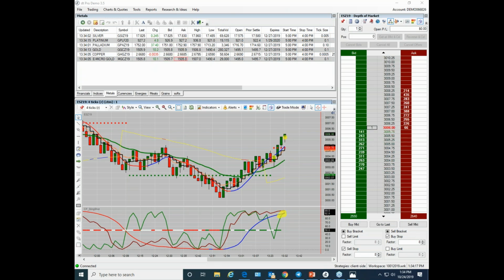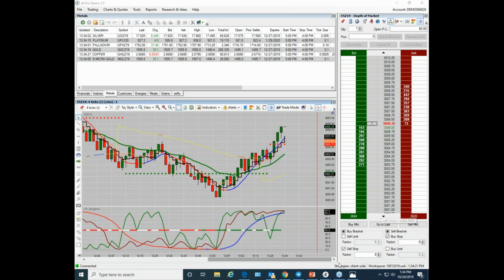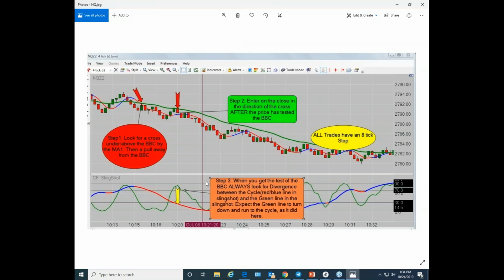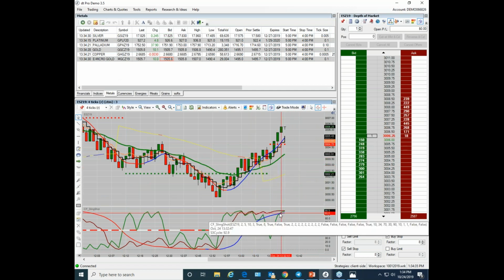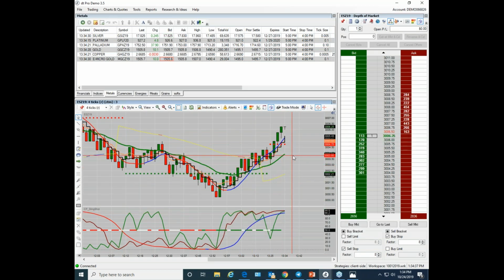And as I said before, what we expect to happen over and over and over again is the green line to pull away, get into the cycle. Pull away, get into the cycle. Okay? So that's what we would expect to happen here too. All right? It's into the cycle. We expect some kind of a pullback. All right? That's the game plan.